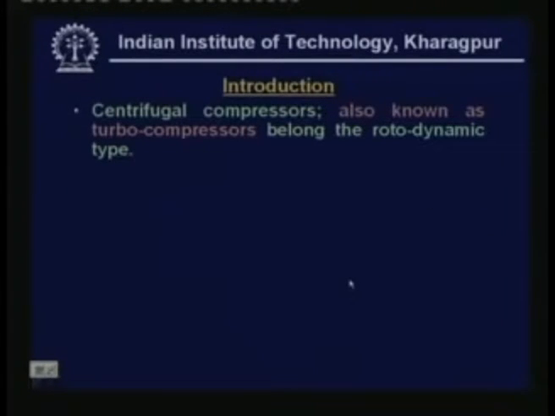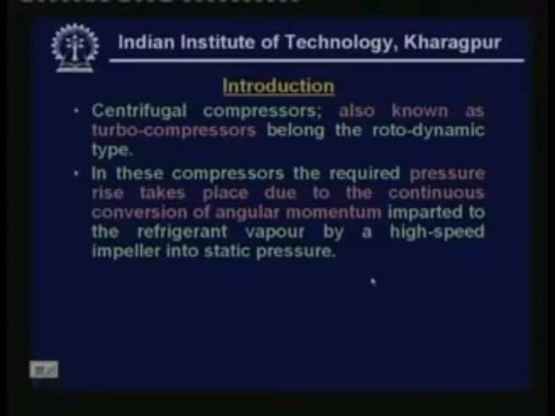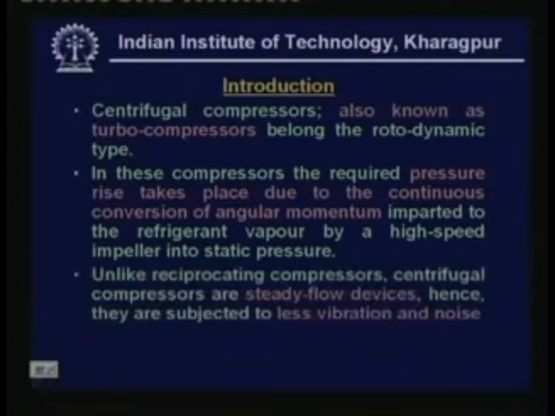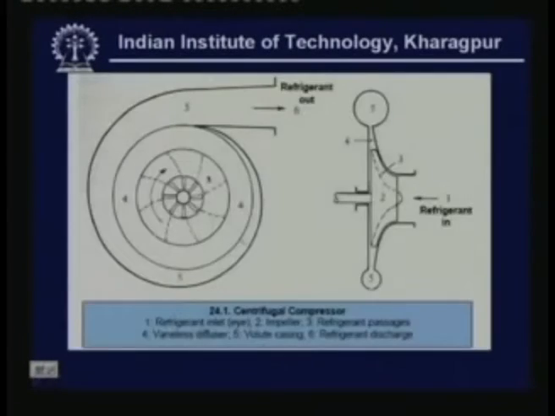As you know, centrifugal compressors, also known as turbo compressors, belong to the rotodynamic type. In these compressors, the required pressure rise takes place due to the continuous conversion of angular momentum imparted to the refrigerant vapor by a high speed impeller into static pressure. Unlike reciprocating compressors, centrifugal compressors are steady flow devices, hence they are subjected to less vibration and noise. Now let me explain the constructional features of a centrifugal compressor.